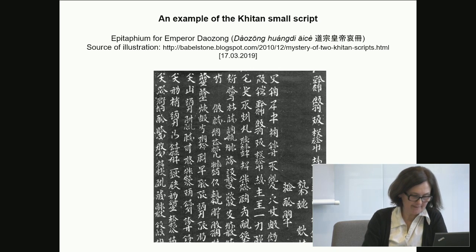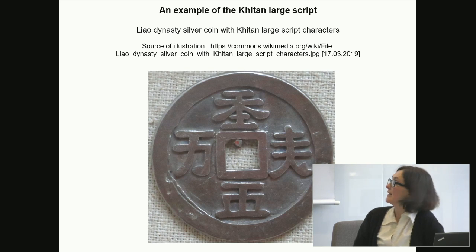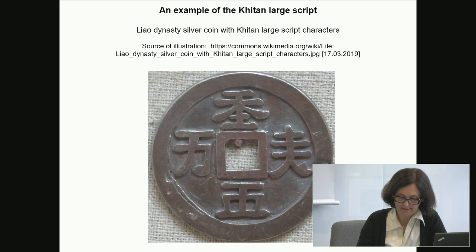The graphs of the large script, which can be seen here, resemble distorted Chinese characters. Sometimes they look like Chinese characters written by a person who doesn't understand the structure and arrangement of graphical elements of Chinese characters. Nevertheless, the Khitan large script is a mixture of syllabograms and morphemograms.